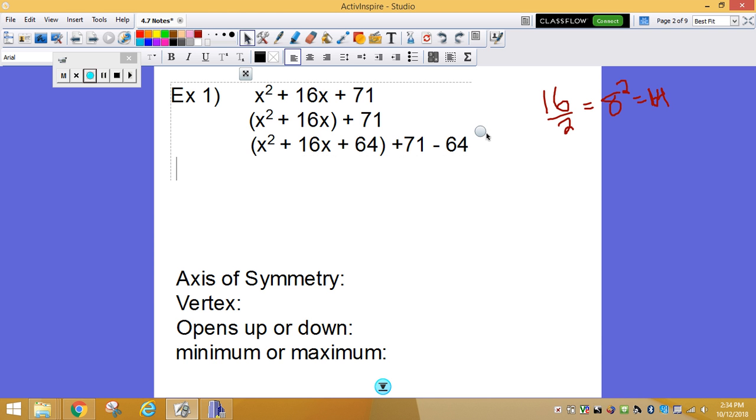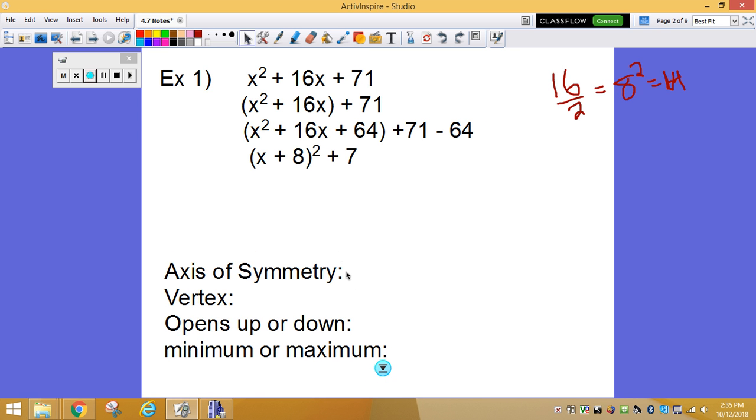Now, let me show you why we even did all this craziness. This quadratic now has become a perfect square, meaning the square root of 64 is 8. So I can factor this down to (x + 8) squared. Okay? So this middle part factors down to (x + 8) squared. And then on the outside, I have 71 minus 64, which is a positive 7. Okay? So now it's in vertex form. So this is when it says write your equation in vertex form. This is what you would write.